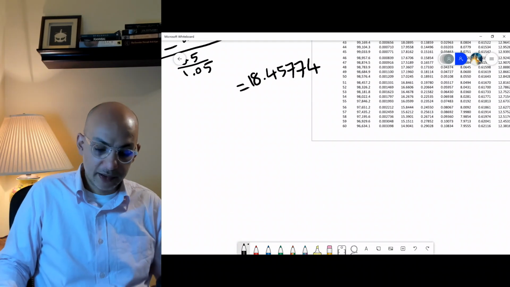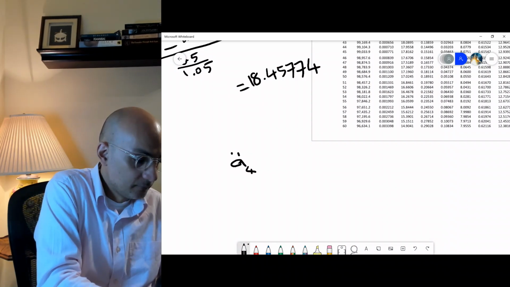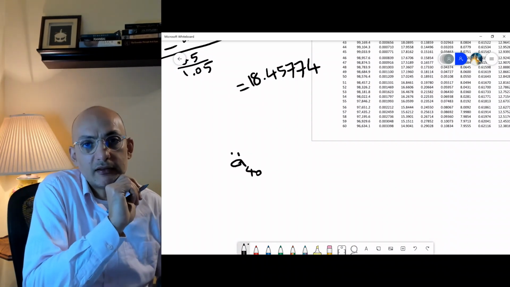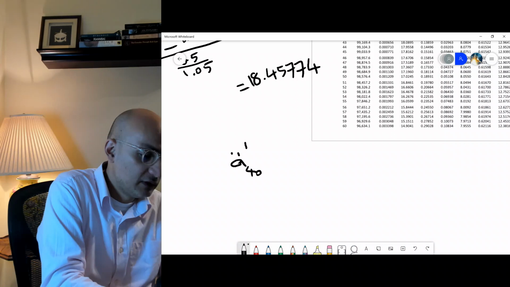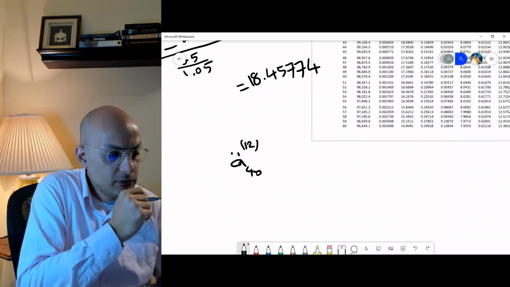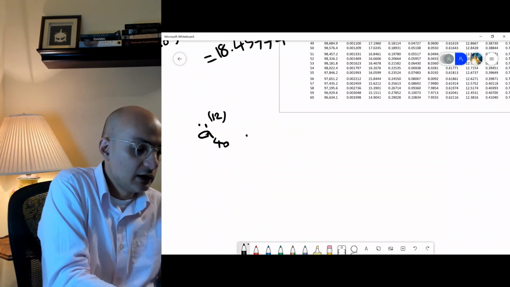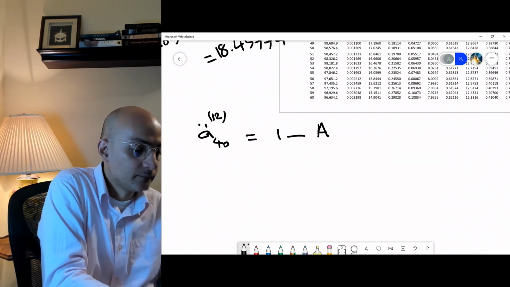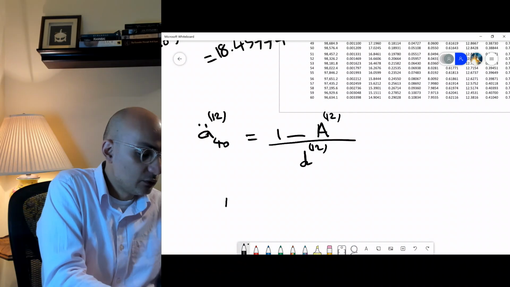What if you are asked to calculate now ä40 with the (12) superscript, where the payment is made monthly, 1/12th every month? We already looked at how we calculate this one. From the life table, you will not find this one. But there are two ways to calculate it. One way is to recognize that this one is 1 minus A40^(12) divided by d^(12). This is something we already did before. So now we need to take A^(12) separately.